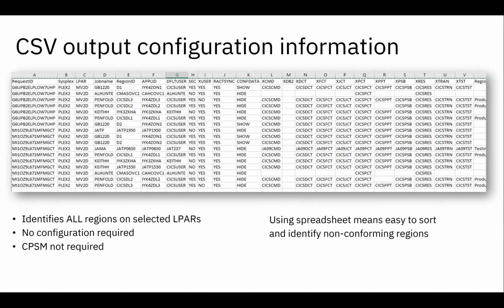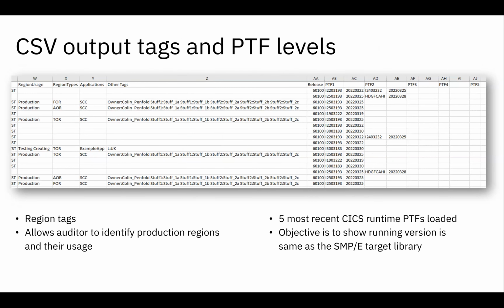And not just this information. Another part of the process when you're doing an audit is you ask them for the document or spreadsheet which tells you what is the purpose of this region. Is it a production region? Is it a test region?